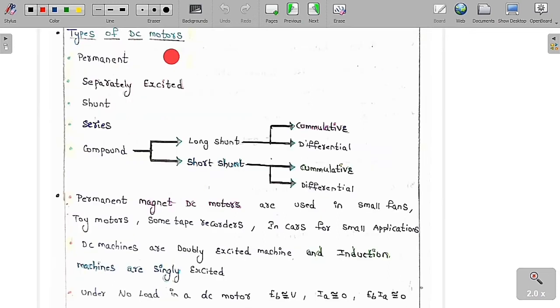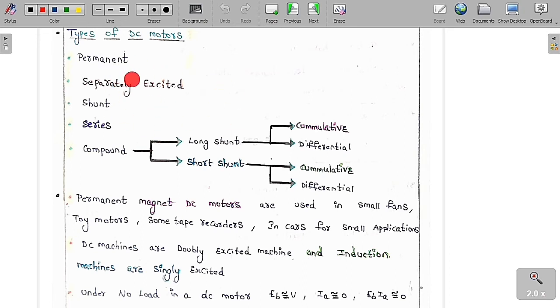Now we'll discuss types of DC motors: permanent magnet DC motor, separately excited DC motor, shunt DC motor, series DC motor, and compound DC motor. Again, the compound DC motor is of two types: long shunt and short shunt. Long shunt is again cumulative and differential, and the short shunt is also cumulative and differential. These are the types of DC motors that you are going to see in nature.